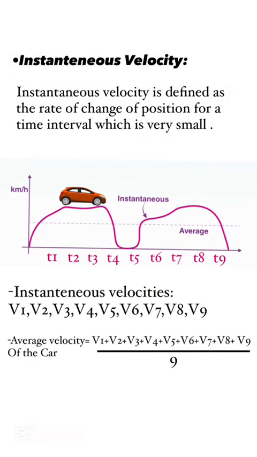How to calculate the average velocity of this car? We have 9 instantaneous velocities. That means this car changed its velocity 9 times during its trip. Therefore, the average velocity of the car equals the summation of all these instantaneous velocities divided by their number, which is 9. This is the last rule we will take for today.